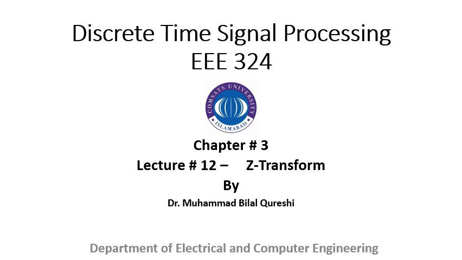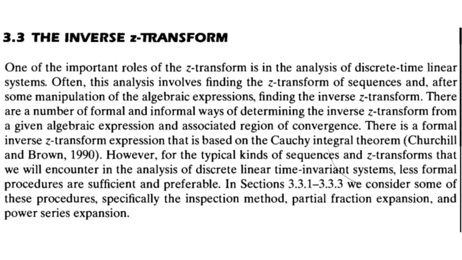So let's get started. One of the major roles of Z transform is the analysis of discrete time linear systems. Once we do the analysis of discrete time signals or systems, we want to go back into the time domain. For going back into the time domain, we use the inverse Z transform, which is related to the region of convergence. We'll look into how region of convergence plays an important role in finding the time domain expression from the Z domain expression.